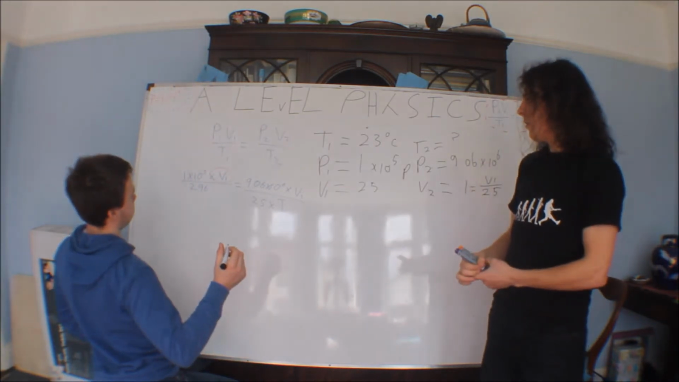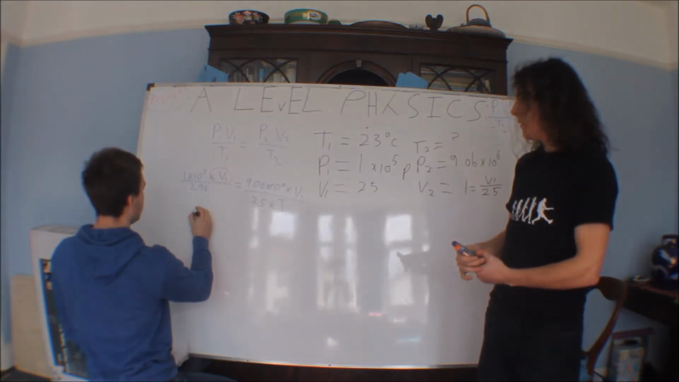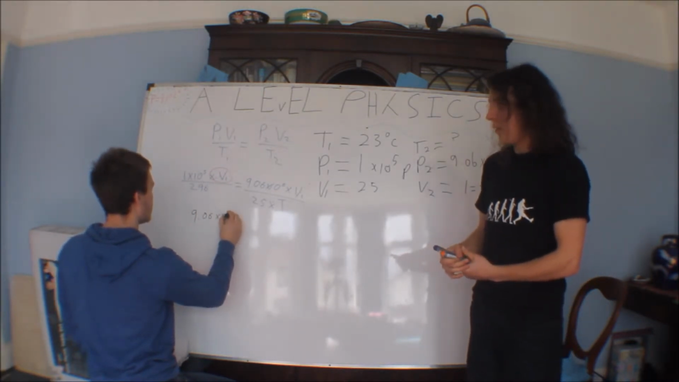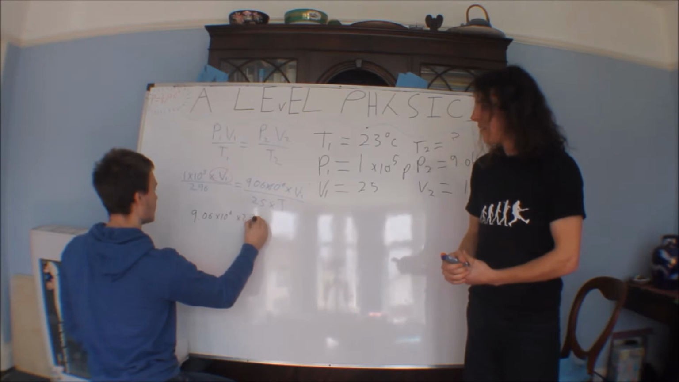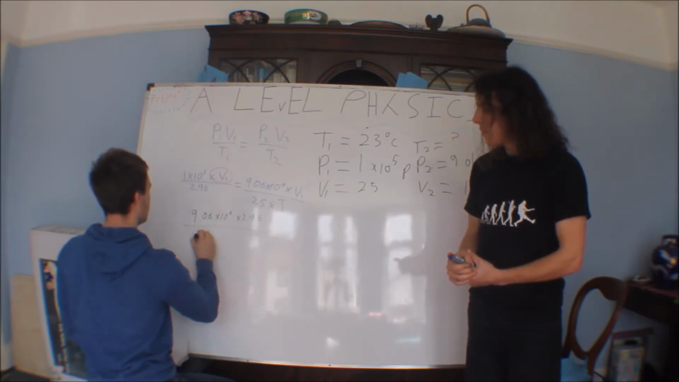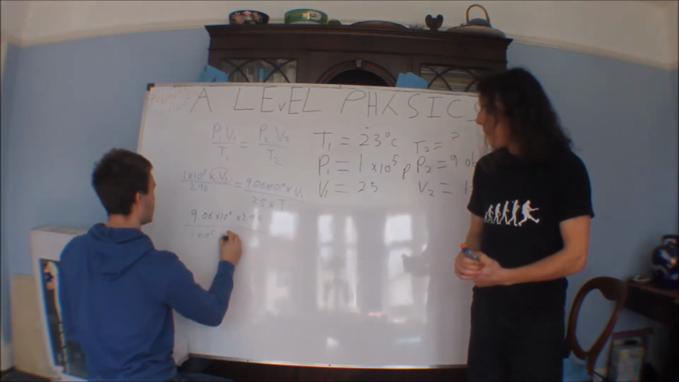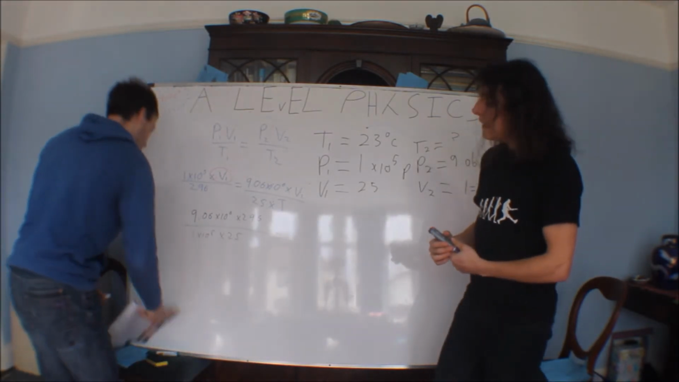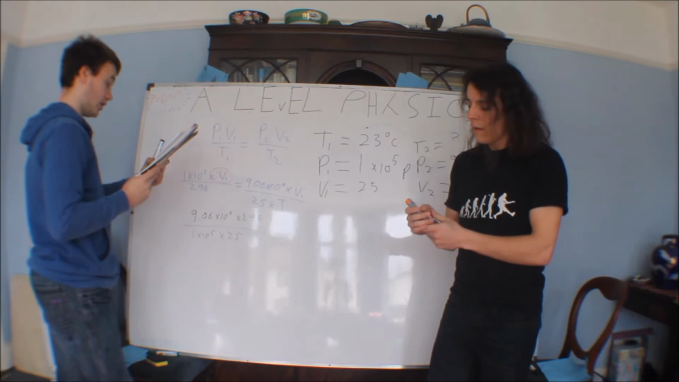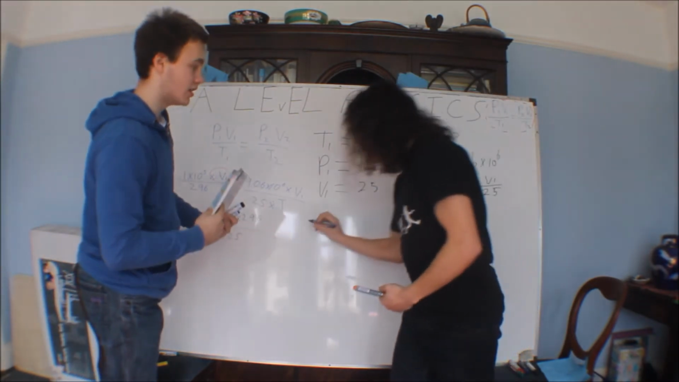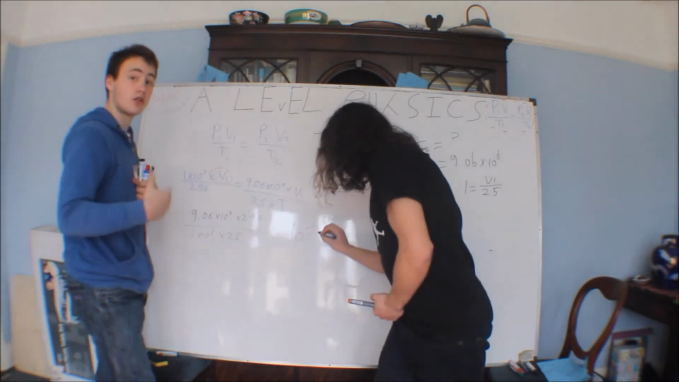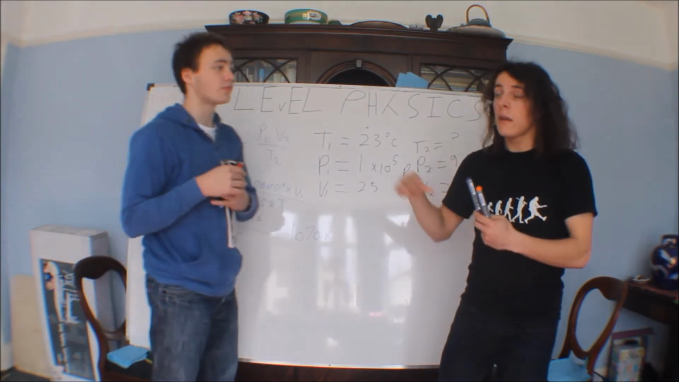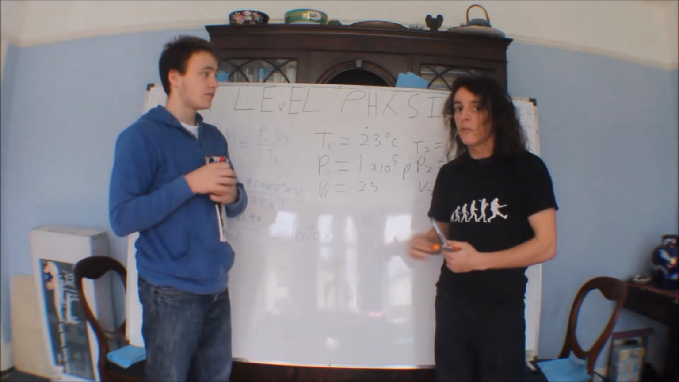T is equal to 9.06 times 10 to the 6 times 296, over 25 times 1 times 10 to the 5. That gives you a T in Kelvin, and it's 1070 Kelvin. There's no degrees Kelvin, it's just Kelvin. So if they ask for the answer in degrees Celsius, you just take away 273 from that.